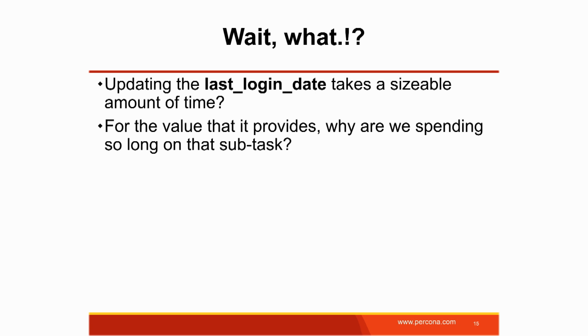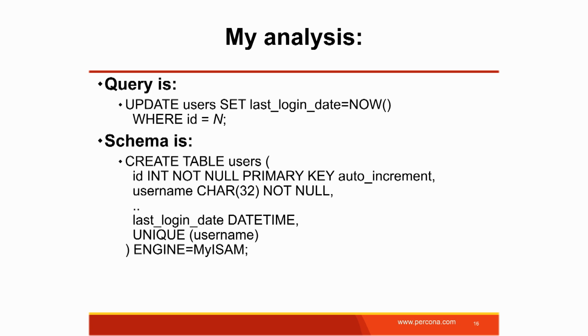So why is this taking so long? This is the query that's being used. We're updating users, and we set the last login date to now, where ID, so user ID. A very simple thing. Probably a very easy one. ID is probably the primary key, so there should not be a table scan here. So it should be pretty fast. The schema is also very straightforward. We've got ID, the primary key, a lot of columns, and we've got last login date, which is one of the columns.